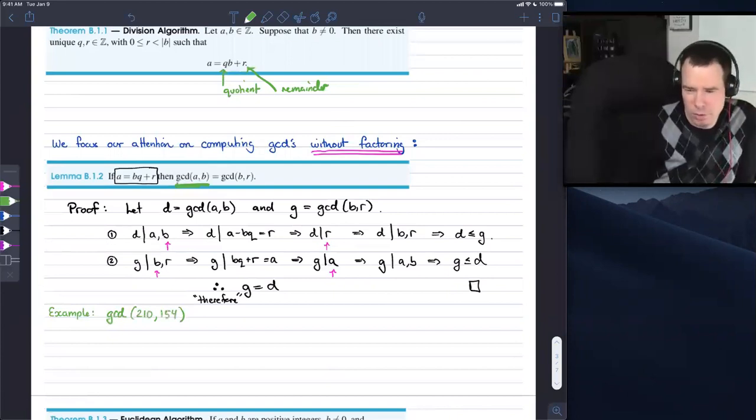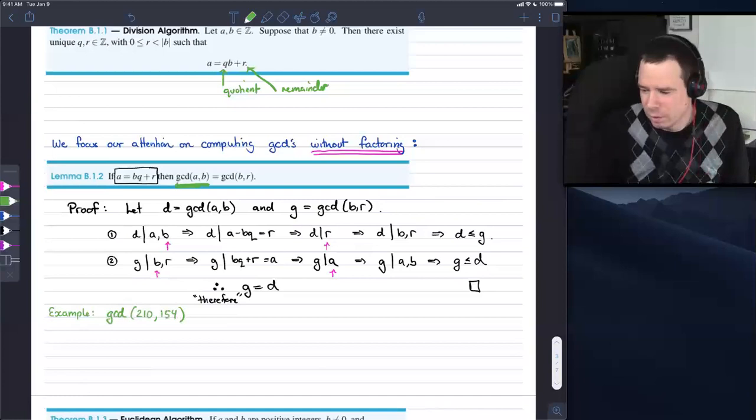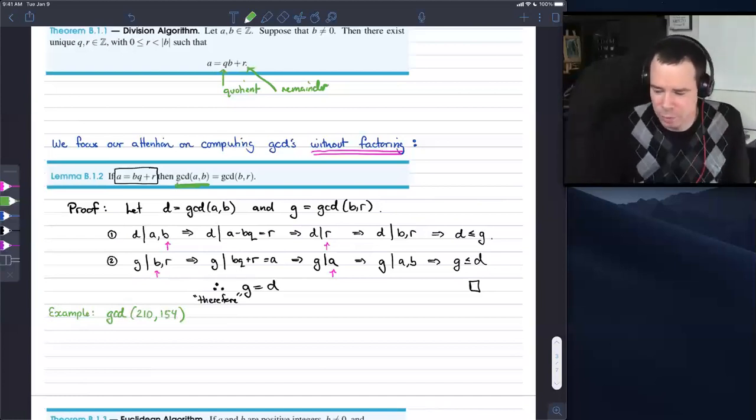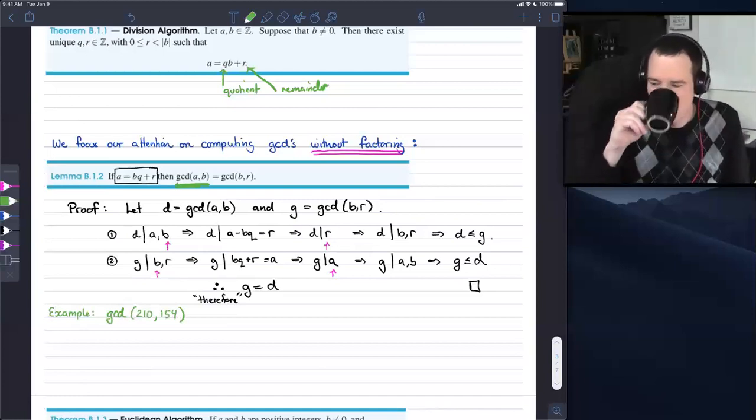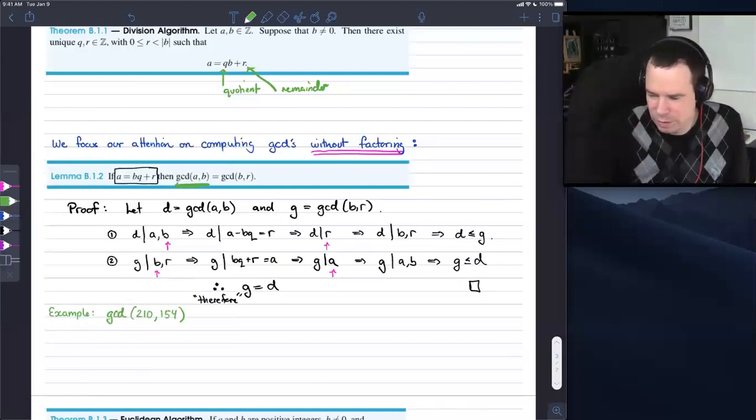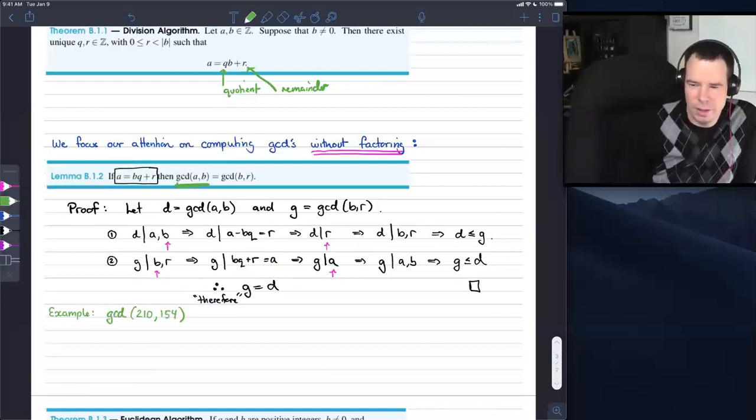Now, I want to contrast this with the GCD calculations we did earlier, at least in Friday's lecture, where we did factoring. The numbers were small, we factored, and we found a GCD. But that was just to warm up with the idea of what the GCD was and potential ways of computing it. Now we want to compute GCDs in a much more effective way.